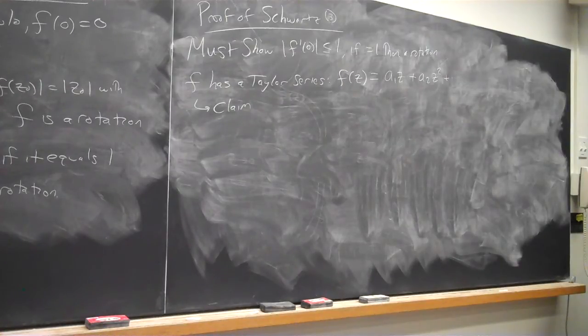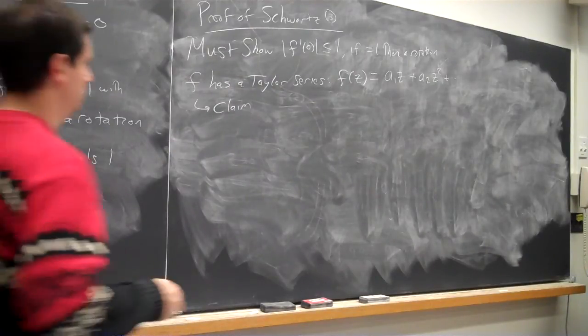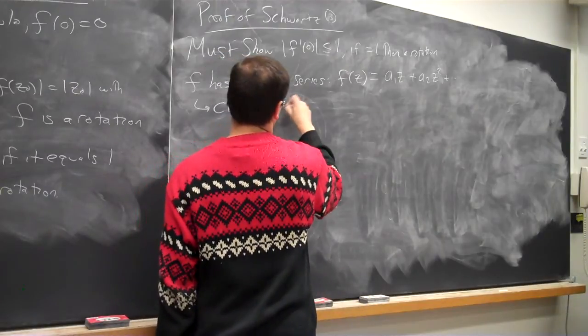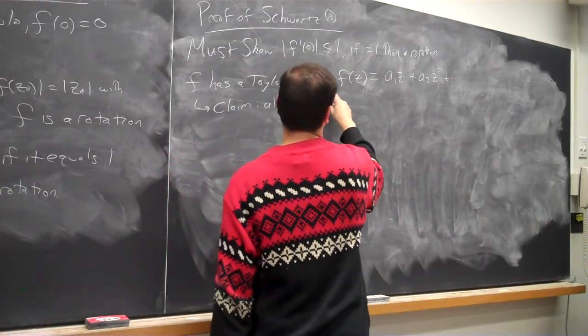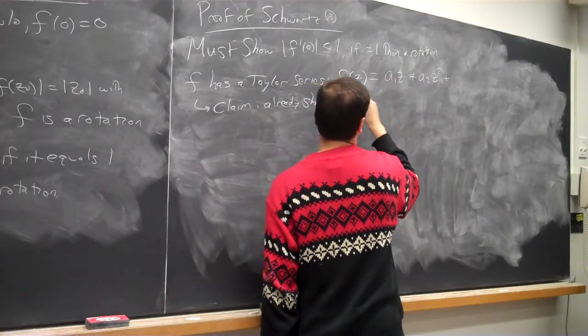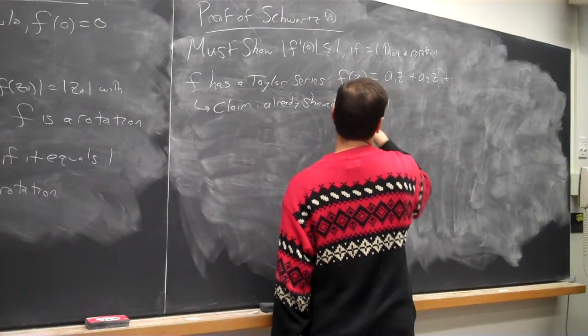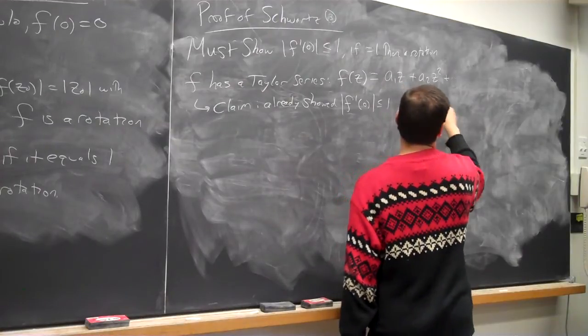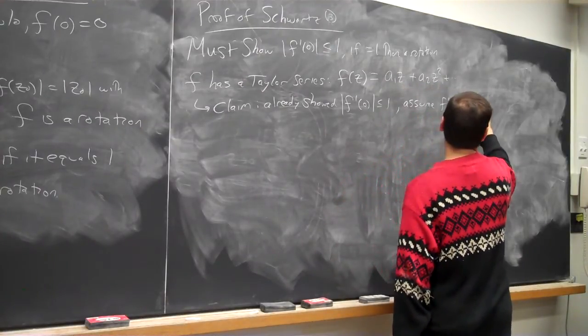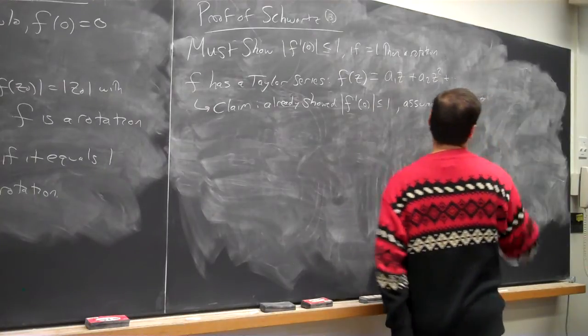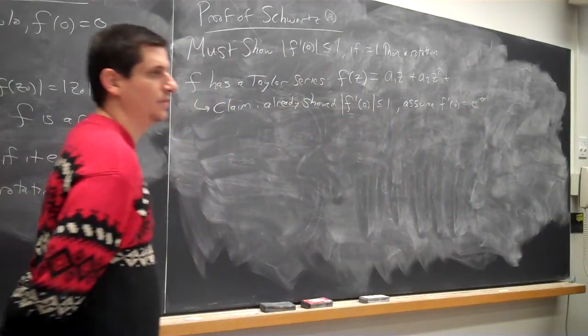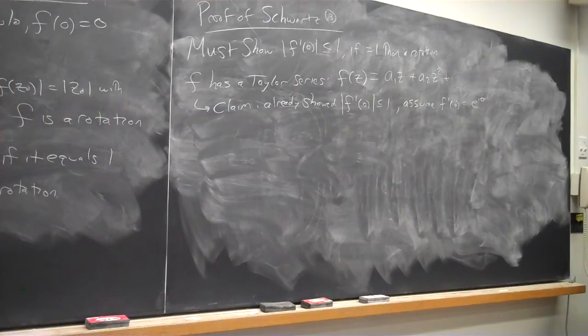Okay, so we want to study what's going on. There are several ways to go. If we're willing to take what we've already done, we know the absolute value of f prime of 0 is at most 1, and so all we have to do is study what's going on if it is equal to 1. So, claim: we already showed f prime of 0 is less than or equal to 1 in absolute value. So let's assume f prime of 0 equals e to the i theta, because that's the difficult case. We want to show that this implies the function is a rotation.